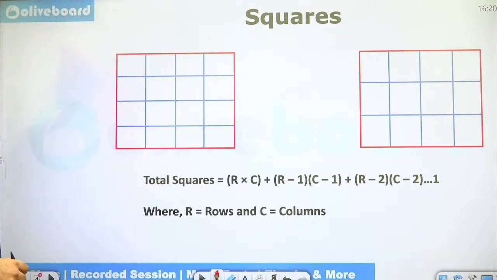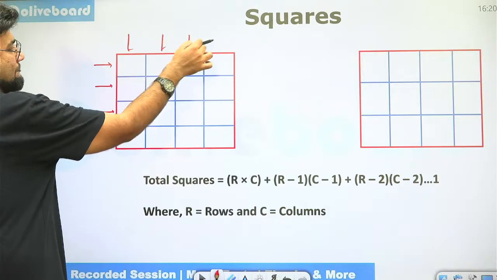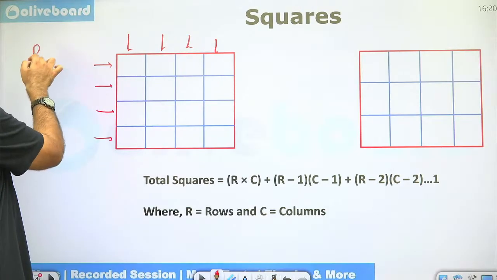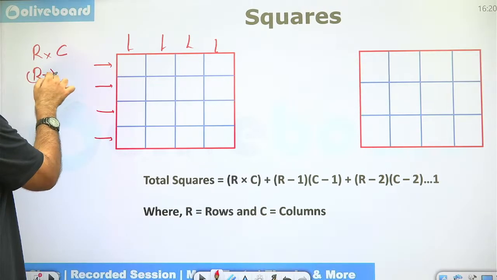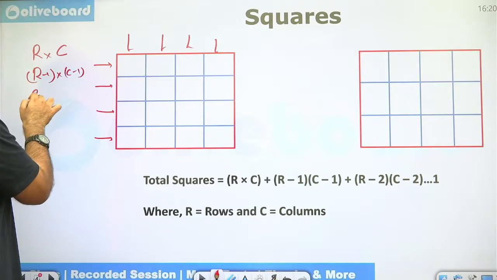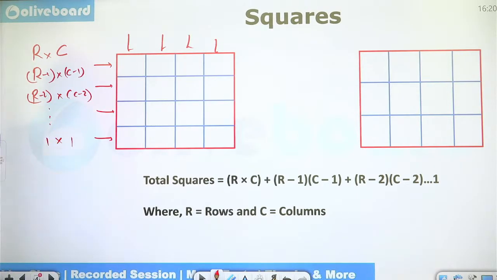So how do we do that? You'll always count the number of rows. How many rows are there? There are 4 rows. How many columns? 4 columns. And now you will multiply the number of rows into number of columns. And then you will keep reducing it by 1. So the next one will be row minus 1 into column minus 1. Next will be row minus 2 into column minus 2. We'll keep multiplying till we reach 1 at any one place. Even at any one place, if we get 1, we'll stop. Why? Because the next one will be 0, so that's useless. We'll find their products, add them, and that will be our answer.